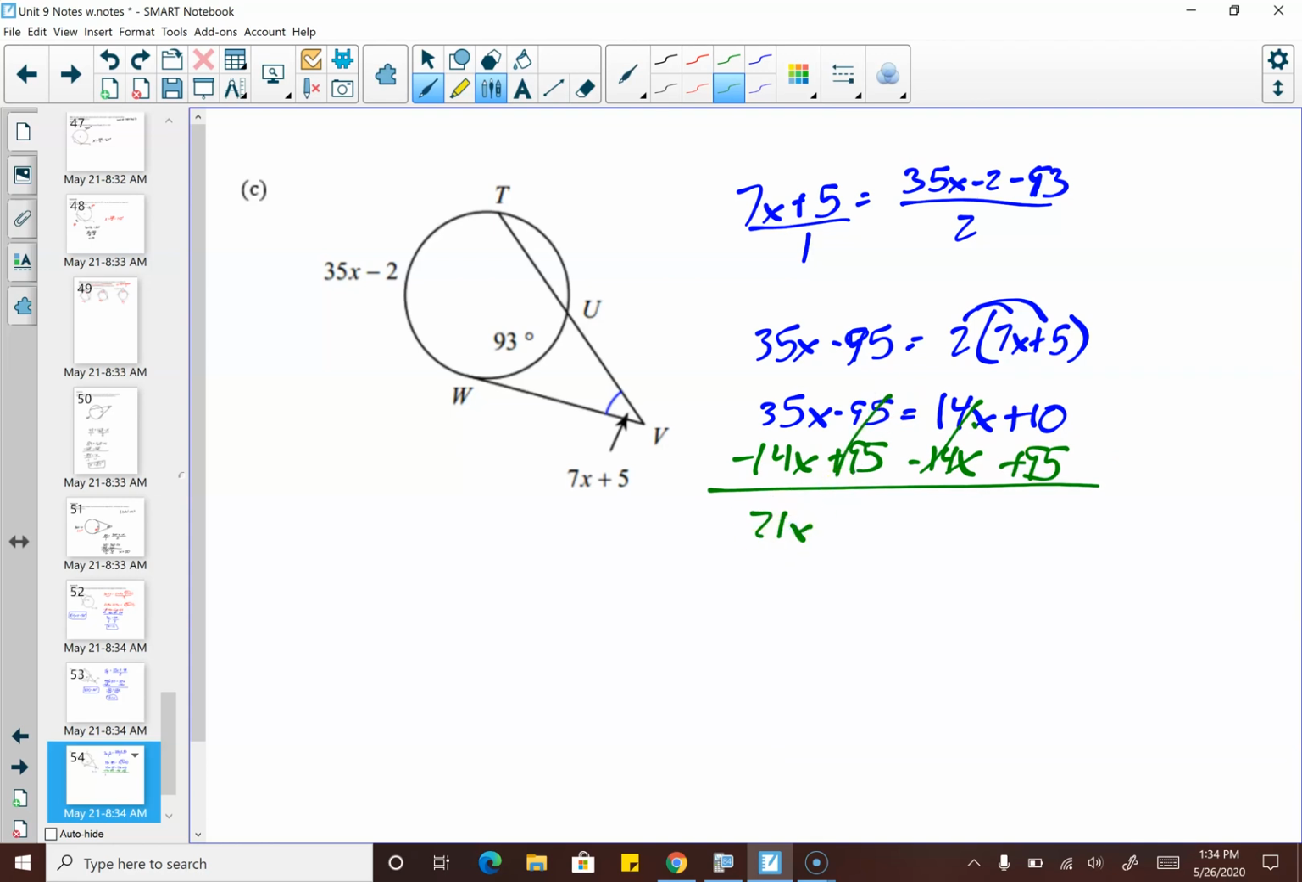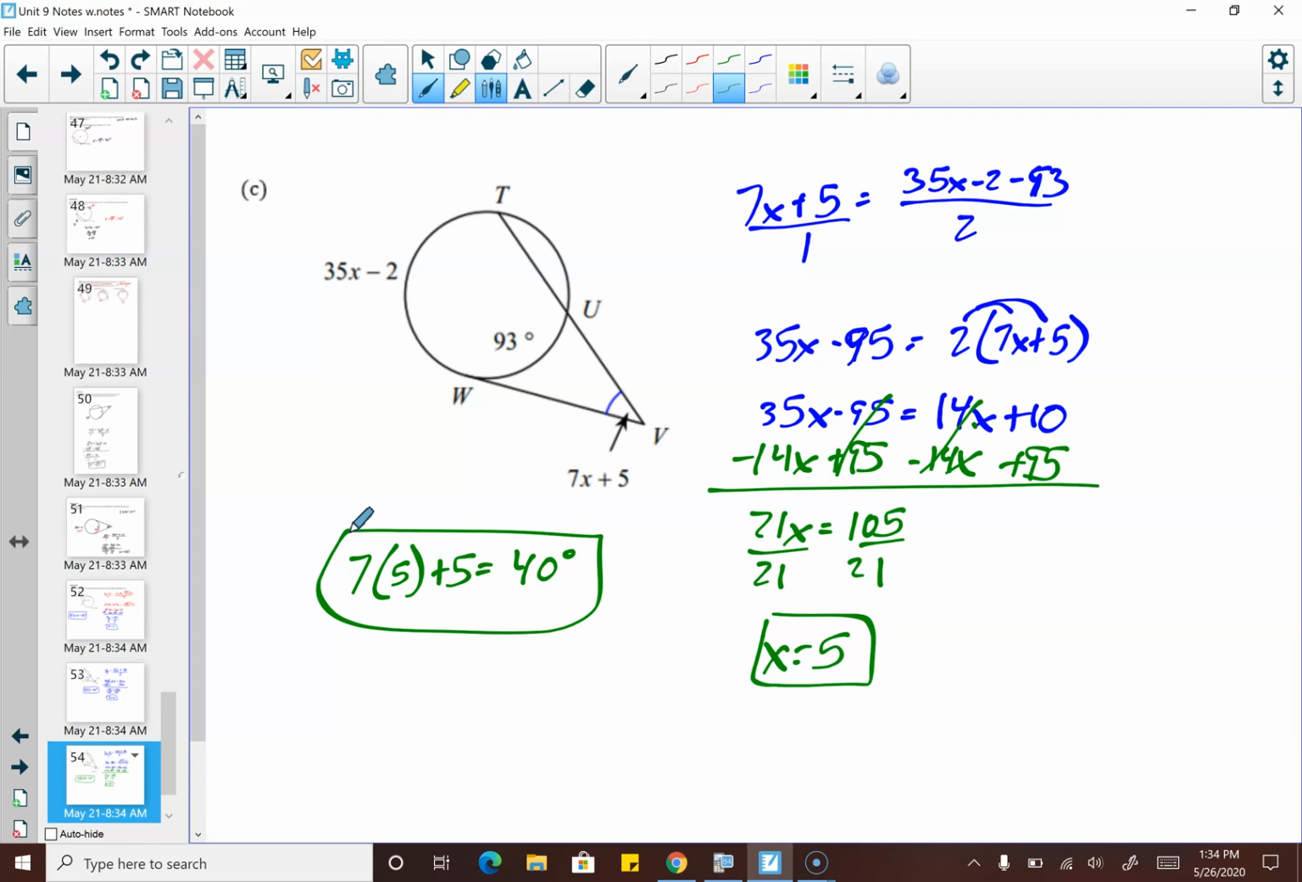So that will give me 21x equals 105. Divide both sides by 21, and you get that x is 5. So our x value is 5, which means our angle outside is, well, 7 times 5 is 35, plus 5 is 40. So then we end up with a 40-degree angle outside.